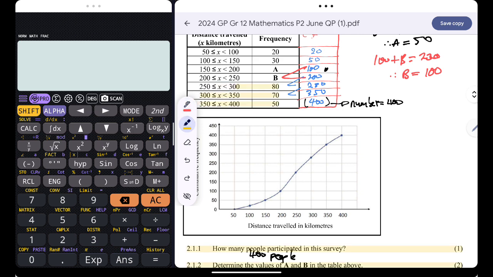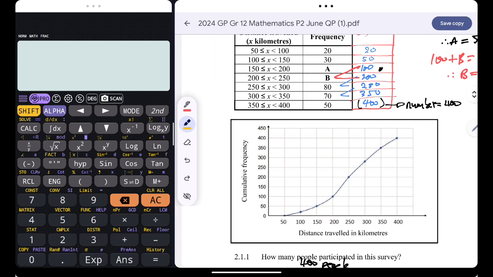Let me just use a pen. These over here are all the people who traveled a distance which is less than 300. Are you together? So in total, there are 280 people who traveled a distance which is less than 300. Are you together? For a distance which is less than 300, there are 280 people.